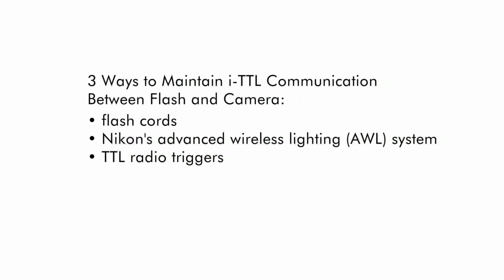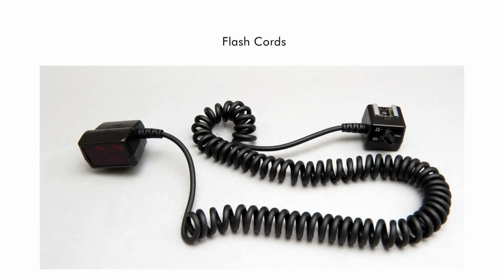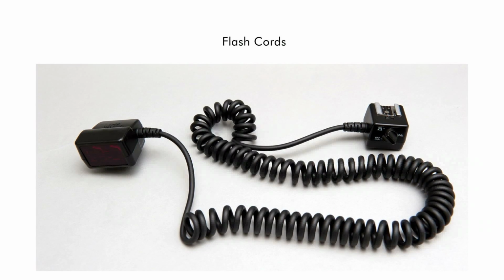When your Speedlight is off camera, there are 3 ways you can maintain iTTL communication between the flash and the camera. Connect them with a flash cord, use Nikon's built-in advanced wireless system, or use separate TTL radio triggers. Nikon produces 2 TTL remote cords, the SC28 and the SC29 shown here. One end of the cord attaches to the camera's hot shoe, and the other attaches to the flash.